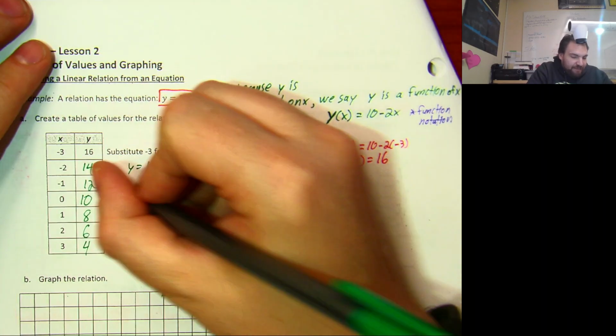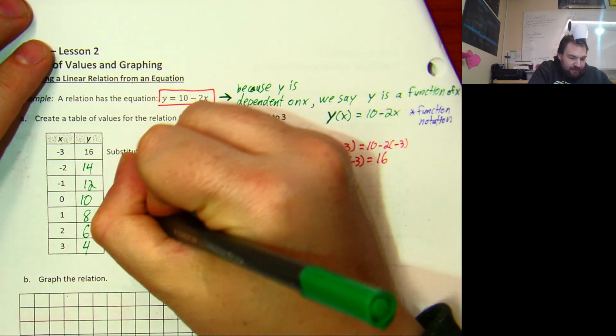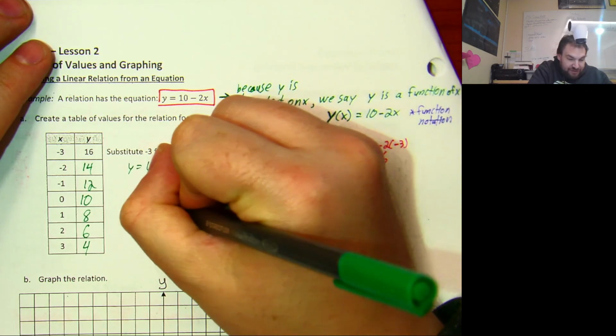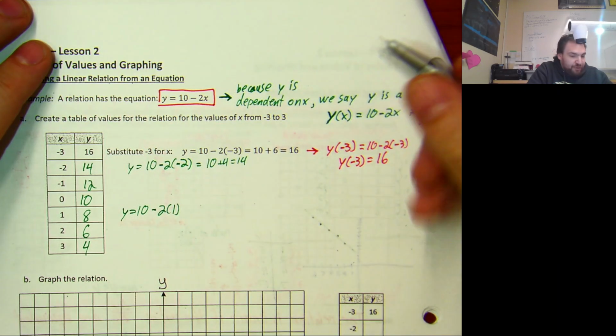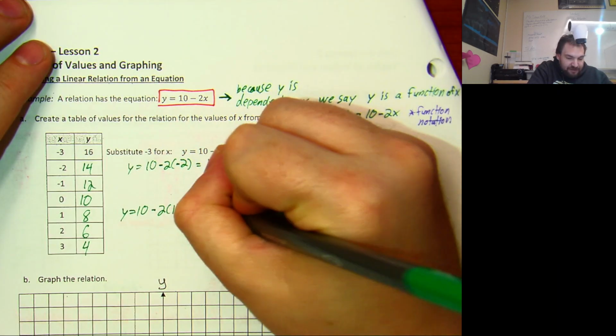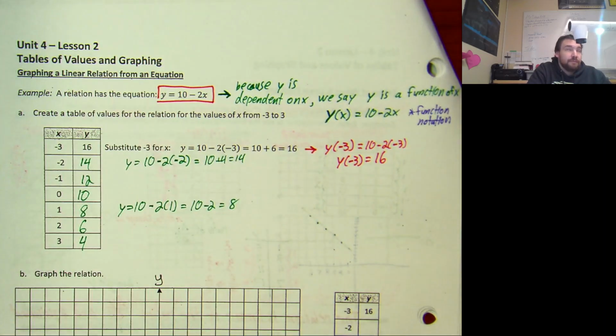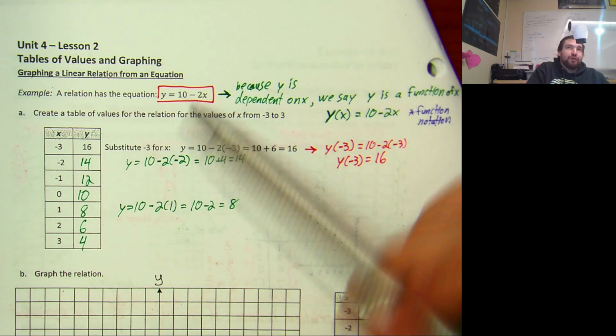Well, I can prove that. I can prove any one of these to you. If I just go, y equals 10 minus 2 times 1. 2 times 1 is 2. This is going to become 10 minus 2, which is 8. So that's all this is. So this relationship turned out to be linear.